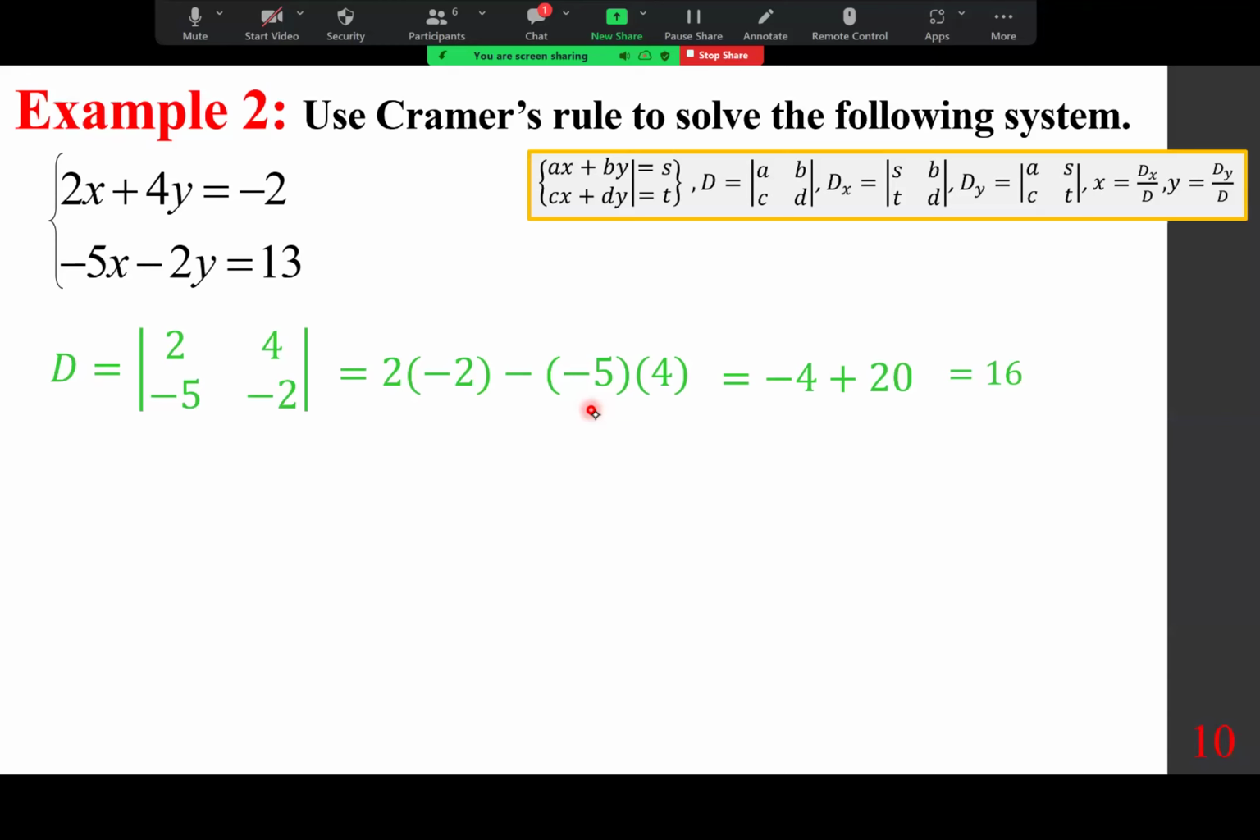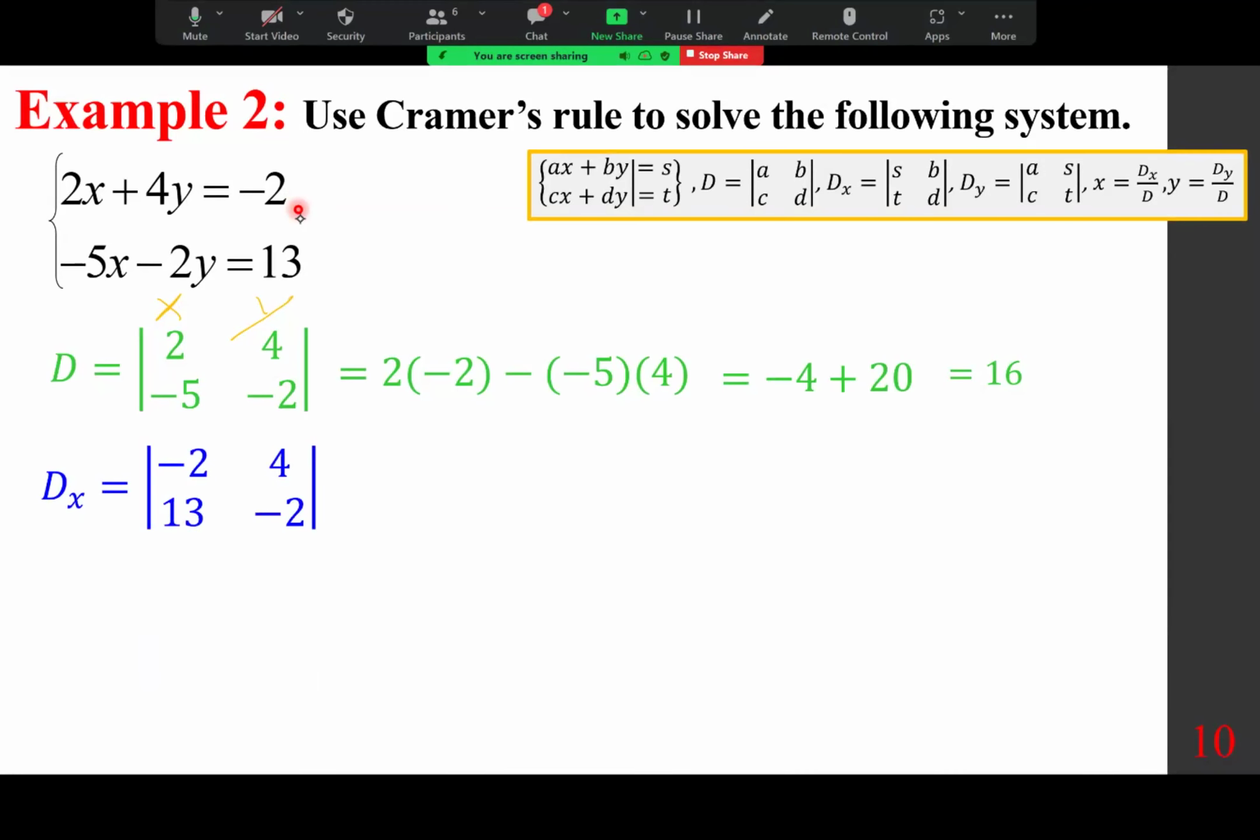Now, how do we find D sub x? I want to make sure we understand. You look at this one, and the next one is D sub x. The first column represents the x, if you will. And the second column represents the y value. So the first column, since we want x, we're going to replace it with the constant or the solution, called negative 2, 13.